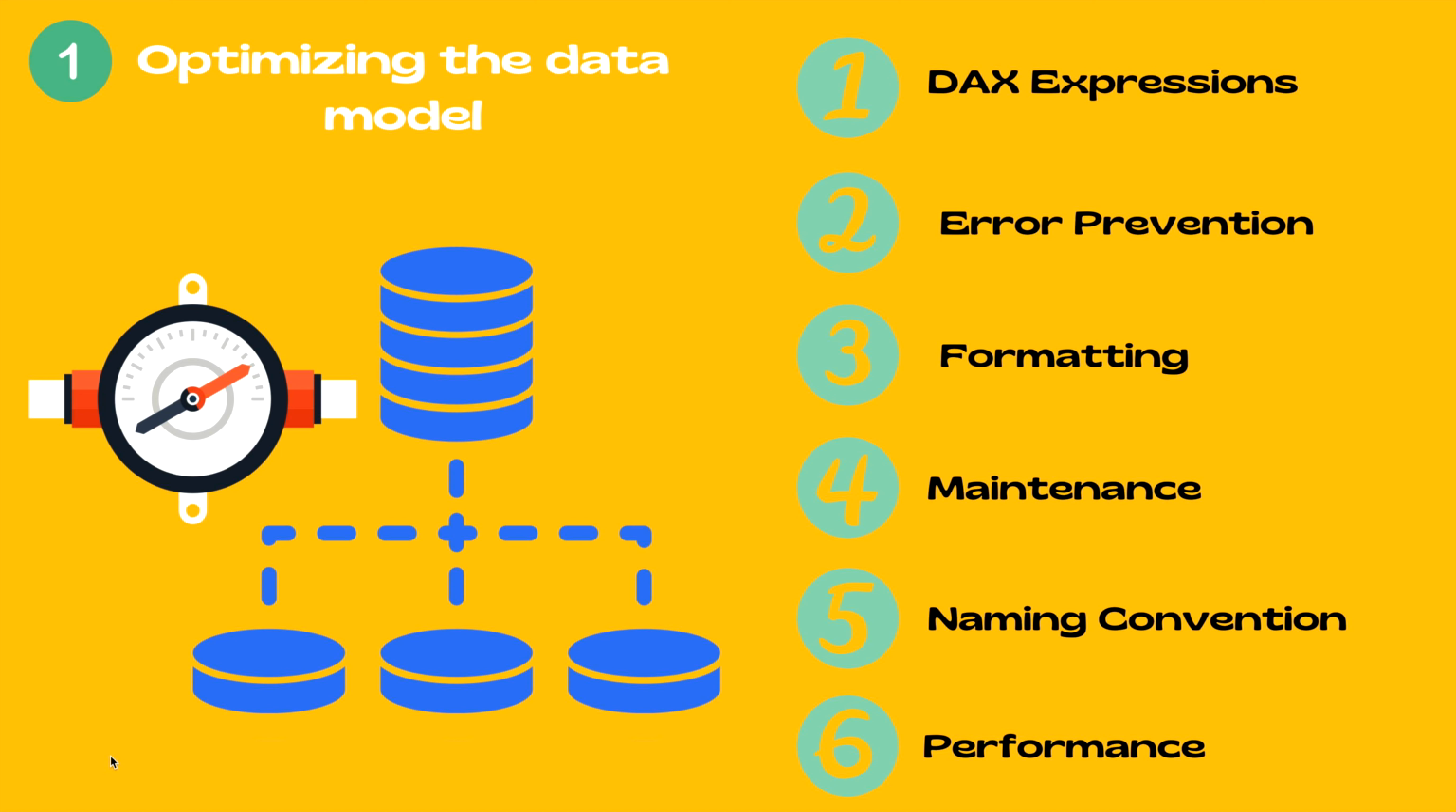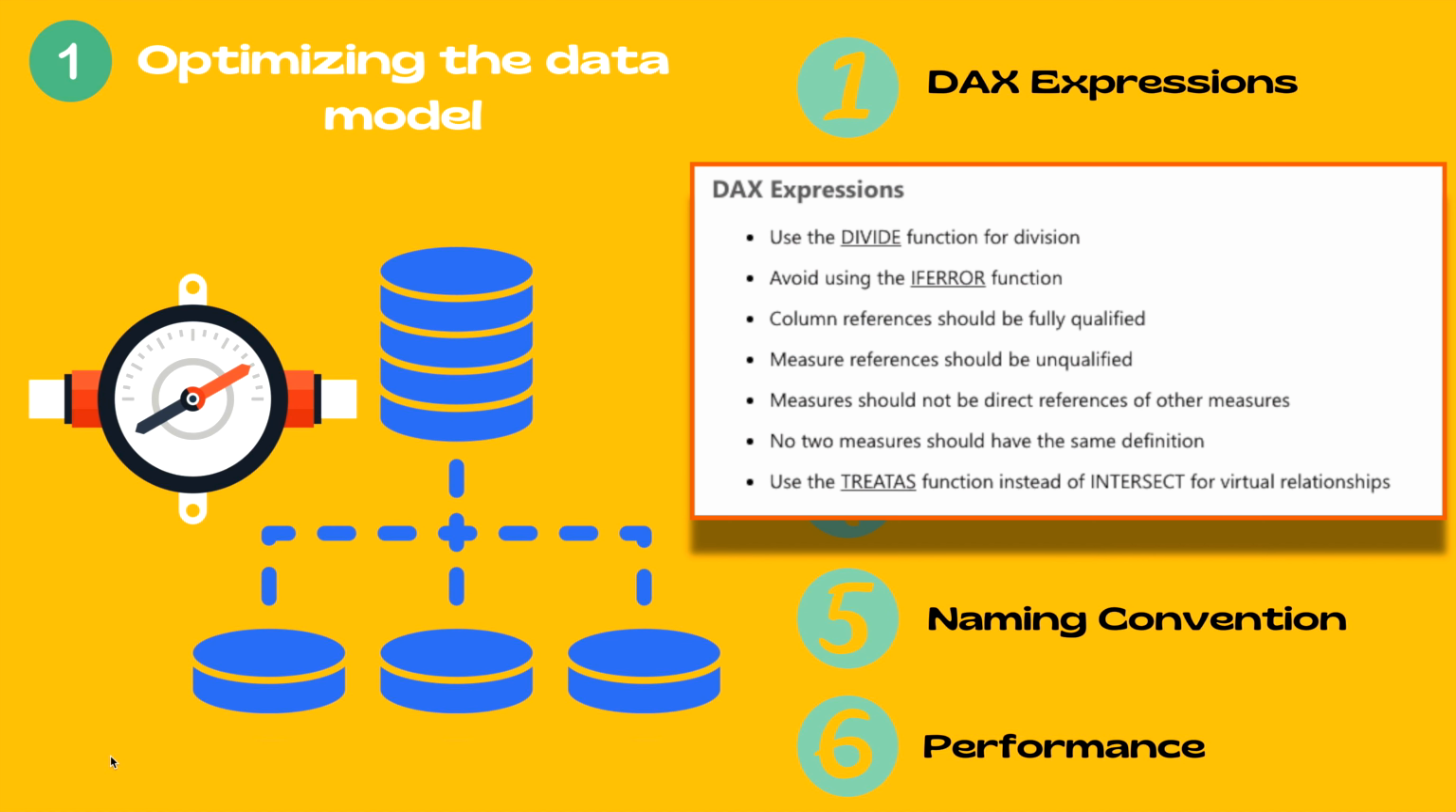The very first comes the DAX expressions. In DAX expressions, we have a lot of best practices. While I was doing my DAX videos, I always talked about using variables, using the DIVIDE function instead of just using the slash to divide, avoiding the IFERROR function, column references should be fully qualified, or measure references should be unqualified. Likewise, there are also some other tips like measures should not directly reference other measures, no two measures should have the same definition, and lastly, use the TREATAS function instead of INTERSECT for virtual relationships.